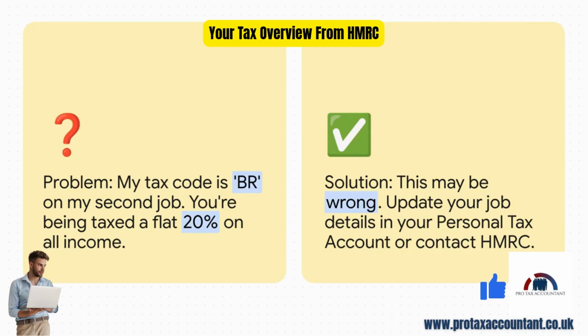You take on a second job to earn a bit of extra cash, and you see the tax code BR on your payslip. That stands for basic rate, and it means your entire income from that second job is being taxed at a flat 20% with no tax-free allowance applied at all. Now, HMRC often does this by default so you don't underpay tax, but if your total income from all jobs is below the higher rate threshold, you could be overpaying by hundreds of pounds a year. The solution, it's right there in your personal tax account. You can update your job details or contact HMRC to get it sorted.